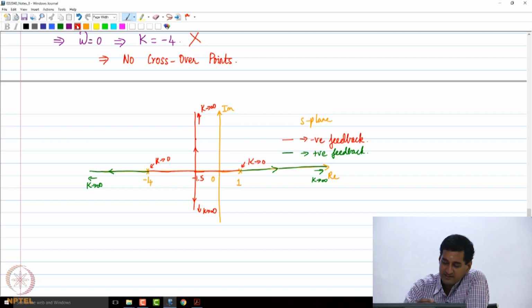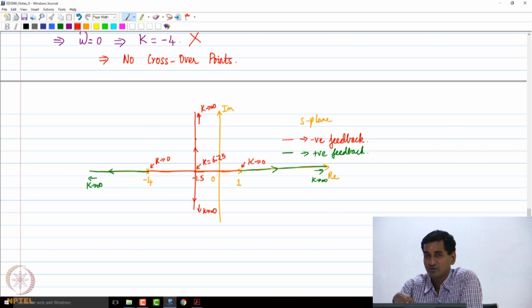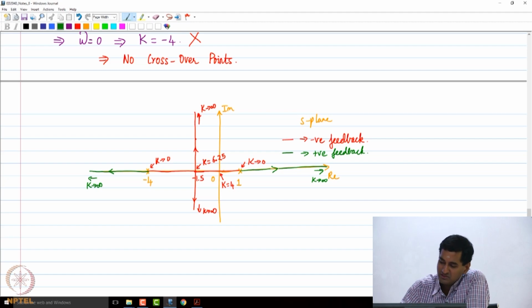Of course, I think here the value of k was 6.25. Please check this from the previous example, you have to indicate the corresponding points. And what was the value of k at the crossover point? K was 4 previously, correct.